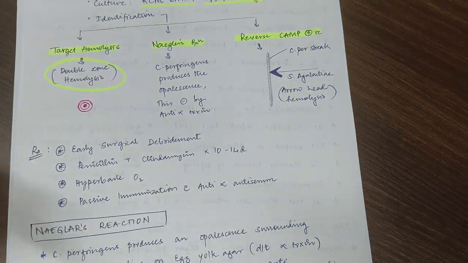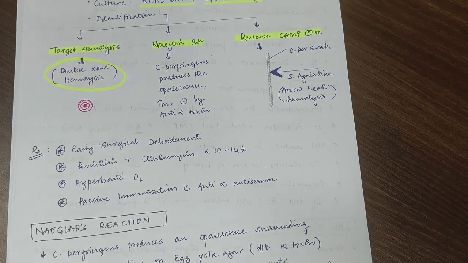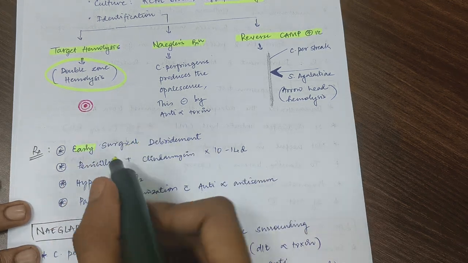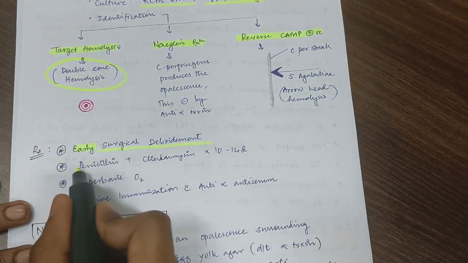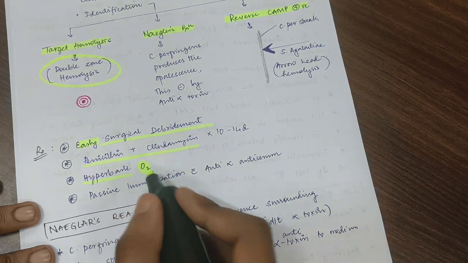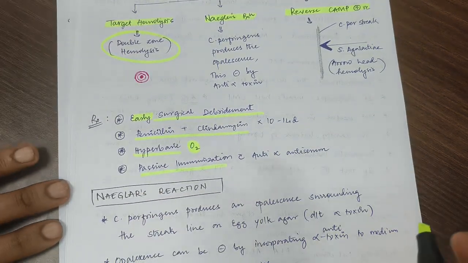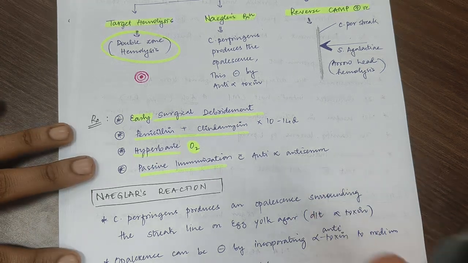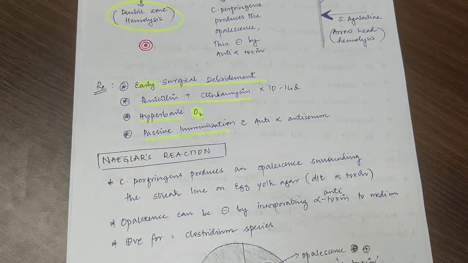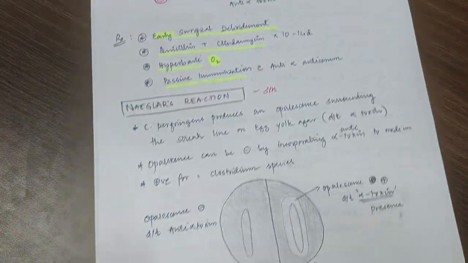So treatment of this particular thing. Okay, what is the treatment? One is early surgical debridement. Then penicillin plus clindamycin. Then hyperbaric oxygen is given. Then passive immunization with antitoxin. Okay, anti-alpha toxin antiserum is given. What is Nagler's reaction now? That is asked for 3 marks. Remember, this has been asked for 3 marks.